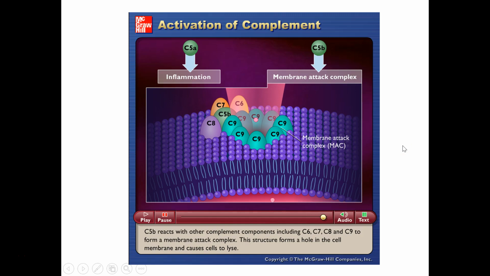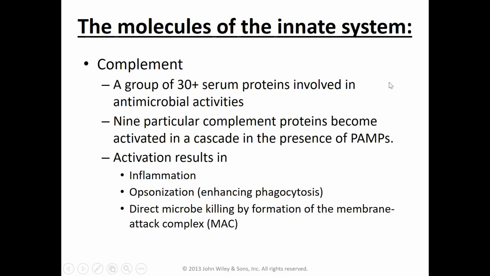So let's step through that. Complement is actually 30 plus serum proteins that are antimicrobial. Nine of them are numbered, right? And once they start this cascade, we can get inflammation as we saw. We can get opsonization, which is tagging for destruction. Phagocytic cells will come eat them. Or we can directly destroy the pathogen if the MAC complex, the membrane attack complex, inserts into their membrane.